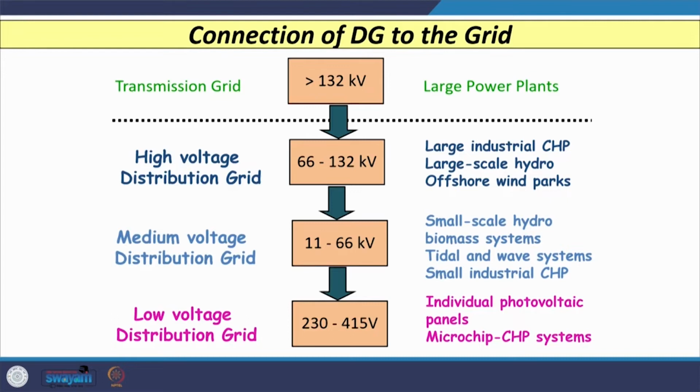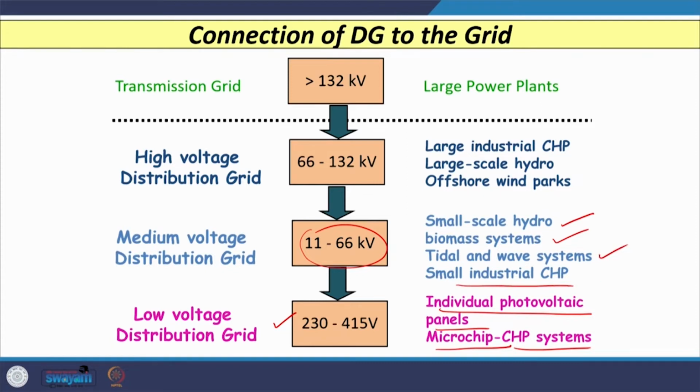Now, the question comes, at what level we are going to connect the DG or DER to the grid. Here you can see that you can connect the DG or DER at the low voltage distribution grid, and the examples are individual photovoltaic panels, or microchip or combined heat and power systems. At medium voltage distribution level, that is between 11 to 66 kV, you can connect DG or DER also, and the examples are small scale hydro power plants, biomass based power plants, tidal and wave systems, or small industrial combined heat and power plants.